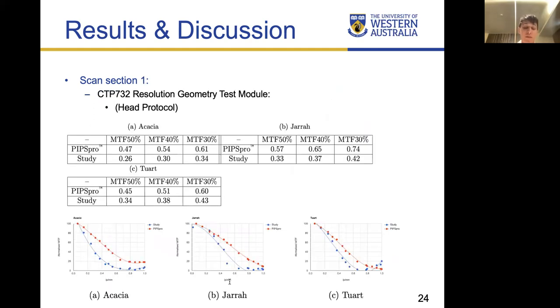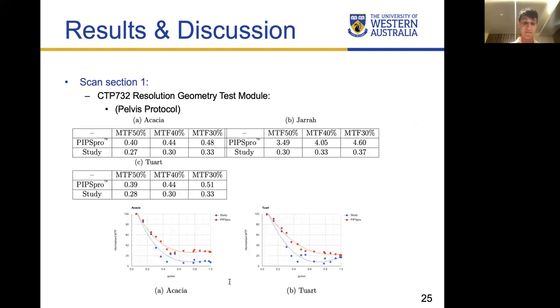For the spatial resolution test at the protocol, from the graph, it can be seen that PIPS-Pro is more accurate than this study. However, we have implemented 3 methods for measuring the spatial resolution. None of the methods came close to the accuracy of PIPS-Pro. It's highly accurate in this study, even in the previous protocol and other protocols as well.